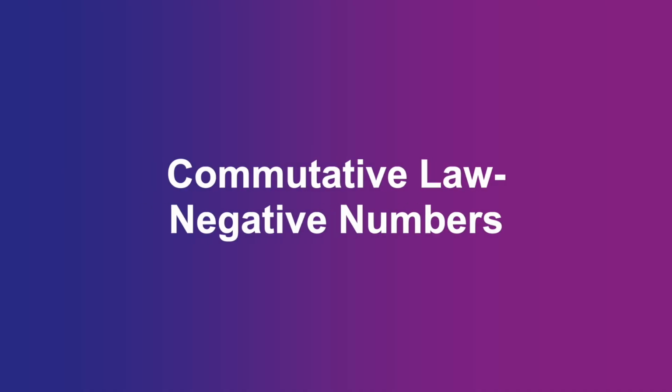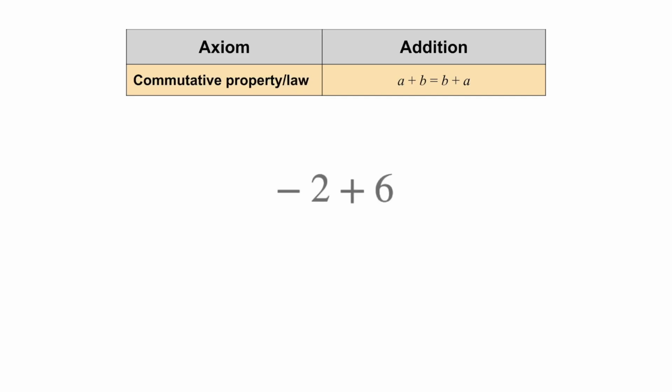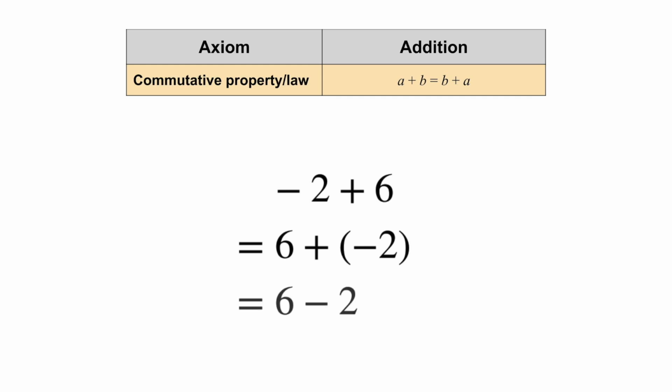The commutative law for addition is helpful when teaching students to add negative numbers, as you can reorder the calculation to make it easier. For example, -2 plus 6 is the same as 6 plus -2. This tells us to start at 6, move 2 in the negative direction, which is the same as 6 minus 2.